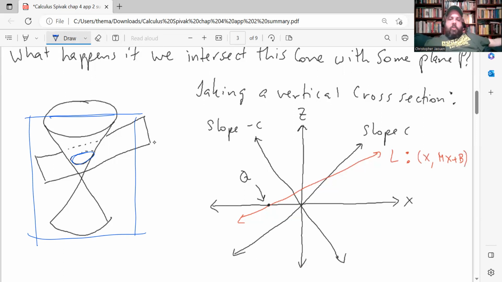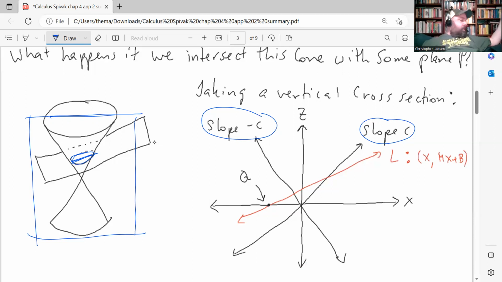The sides of the cone become these two lines. One of the lines has slope negative C, and the other has slope C. And the red line here is where the plane intersects the ZX plane. So in other words, the y-axis is actually coming straight out through the computer screen, or the TV screen, whatever you're watching this on, or your phone. So the y-axis is sticking straight out, perpendicular to whatever surface you're watching this on.